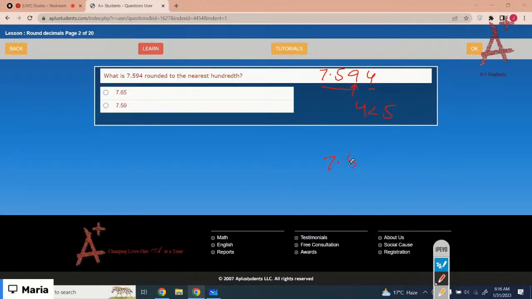So you can just round off to 7.59. So it would be rounded off to 7.59. So the correct option is 7.59. Just select the correct option, then click on the OK button.